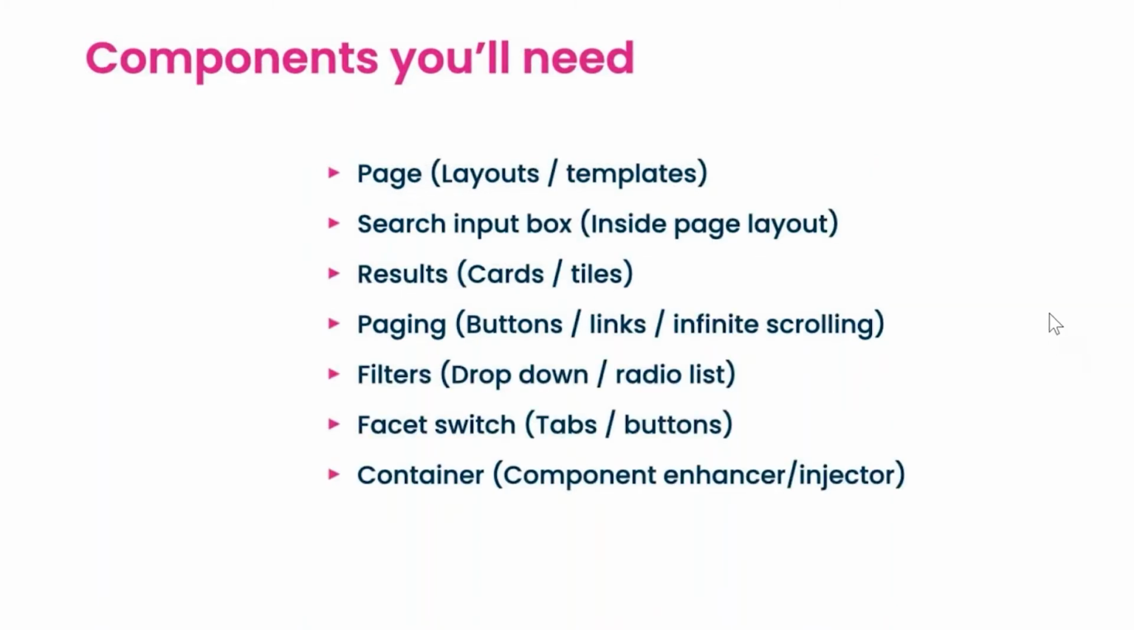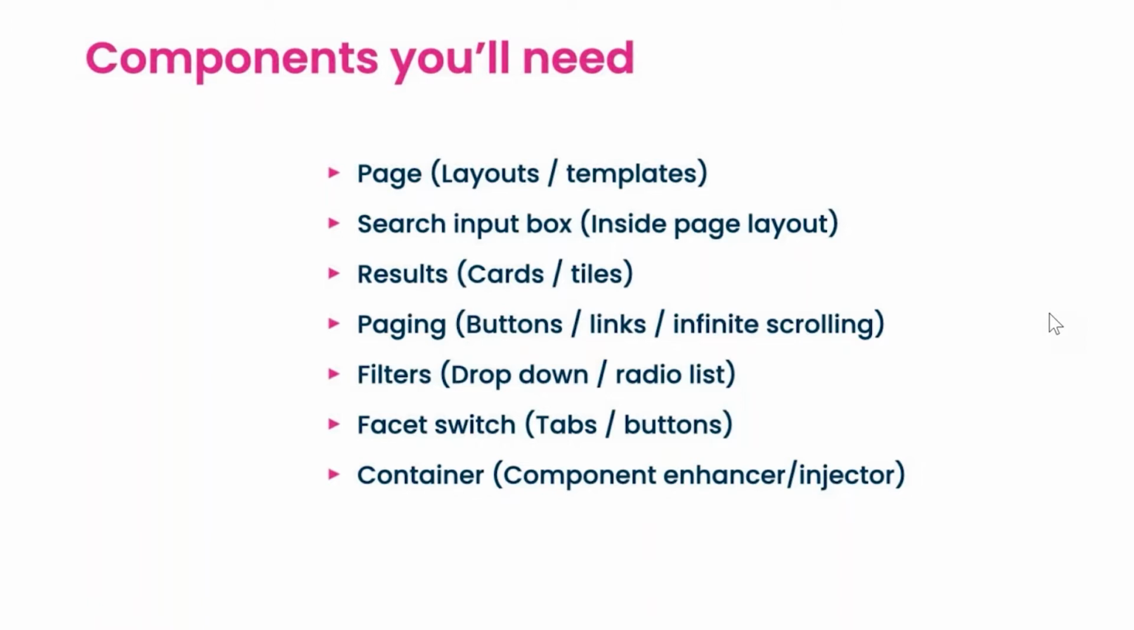The components then, we'll need a whole plethora of components to implement a full featured search, and these are just the main ones. First of all, you're going to need a page to render your search in. You'll need a search input box for your users to type the search terms into. We'll need results. These are often cards or tiles. We'll need some paging features, however that appears. Optionally, then you can expand the search with search filters.